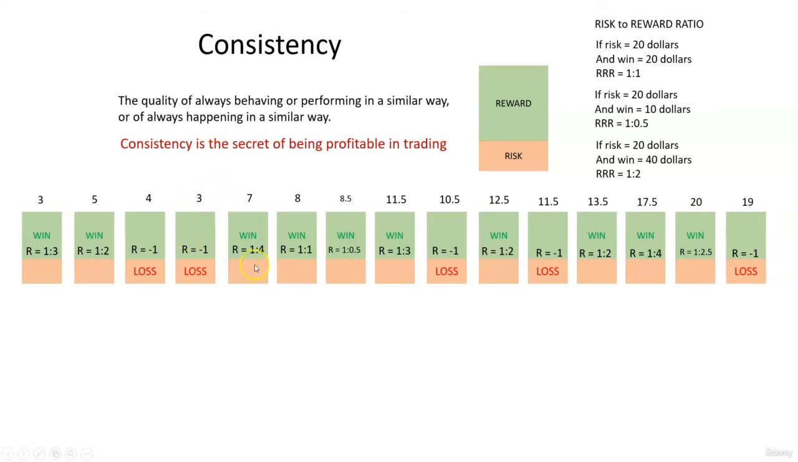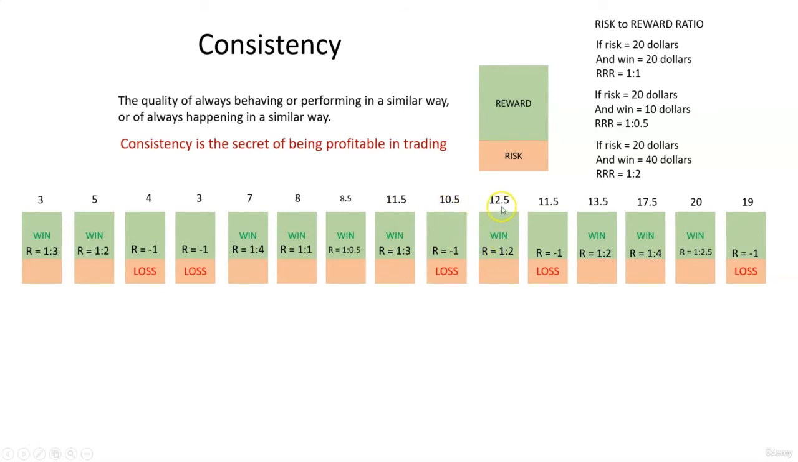And the fifth day, you enter a trade and you make 1 to 4. So you make 4 Rs. So that's 3 plus 4, 7 Rs. The next day you make 1 R, that's 8. The next day, let's say that it takes you out at 0.5 R and you have 8.5. Then you make 3 Rs, 11.5. Then you take another loss, 10.5.